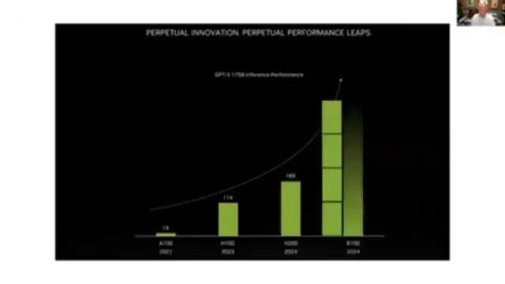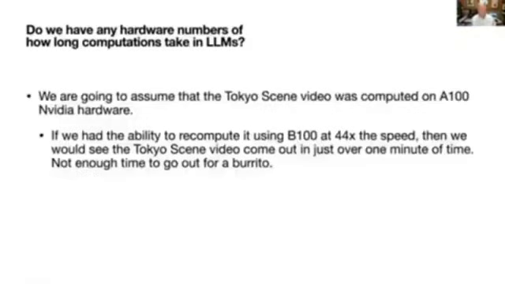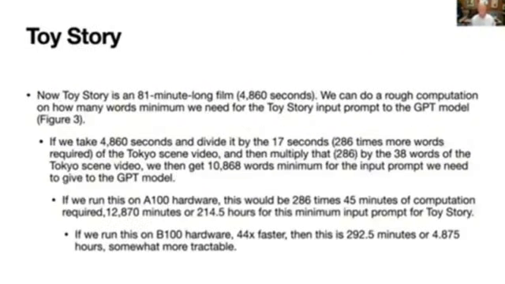And you can kind of see where these different processors built by NVIDIA rate. So we're going to talk about the A100 and the B100 with respect to creating Pixar's Toy Story. So we're going to assume that the Tokyo scene video was computed on A100 NVIDIA hardware. If we had the ability to recompute it using B100 at 44x the speed, then we would see the Tokyo scene video come out in just over 1 minute of time, not enough time to go out for a burrito.